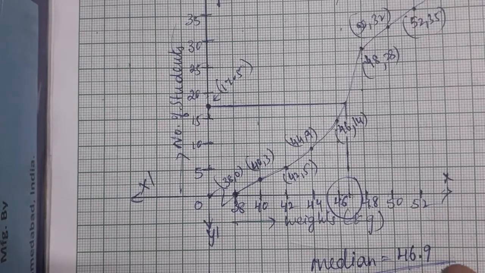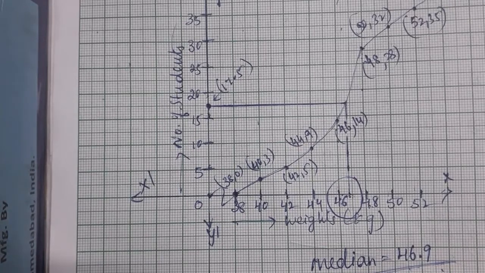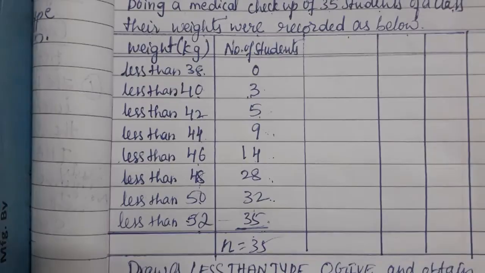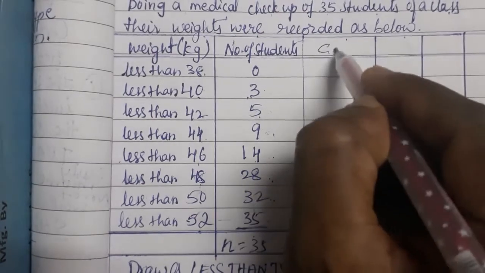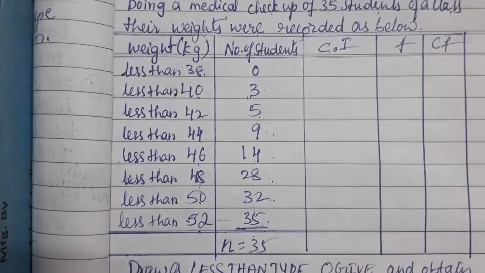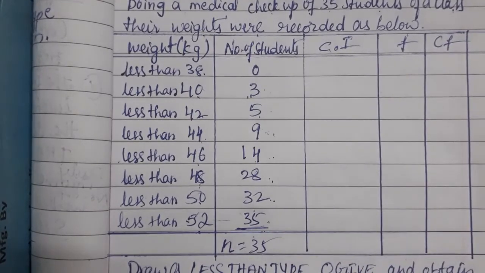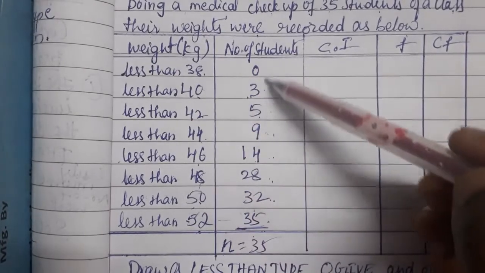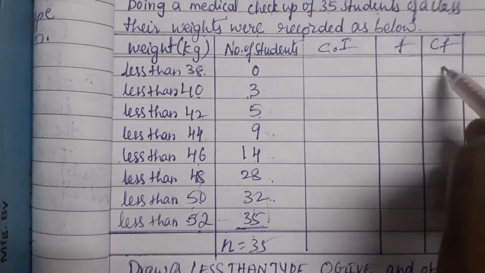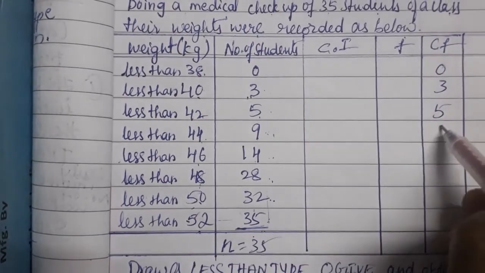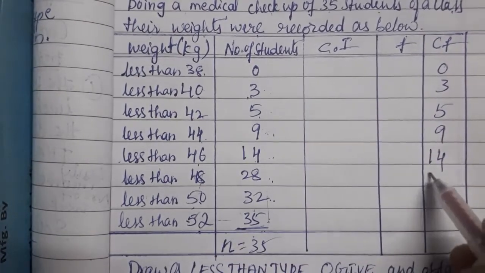Now what you should do? We have to calculate using the formula to verify this answer. To verify the answer, what are all the things required? Class interval is required. Frequency is required. Cumulative frequency is required. Already when I was teaching you median, I told you if they give you less than or more than, then this column will become cumulative frequency. You have to remember.